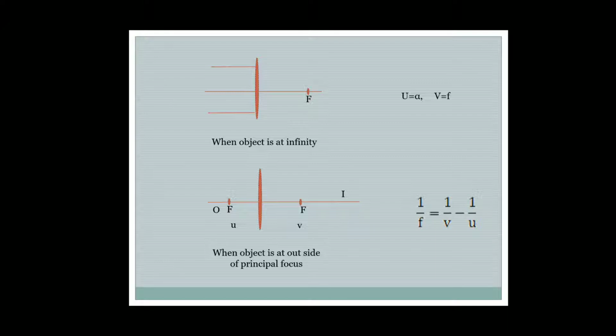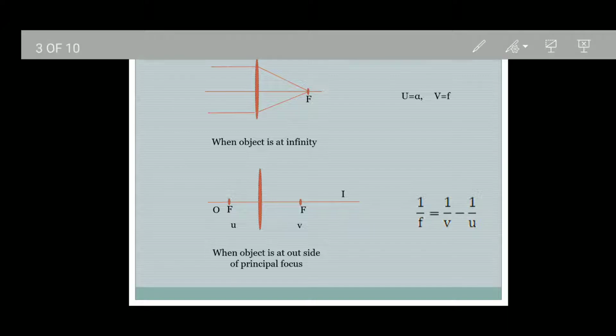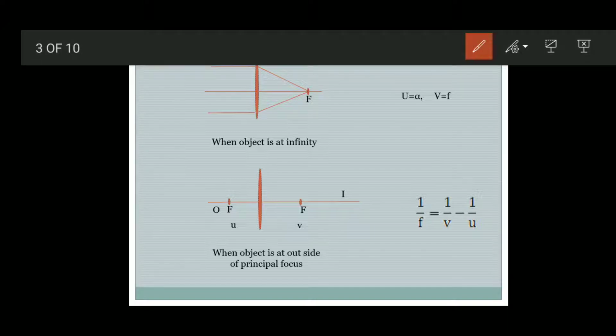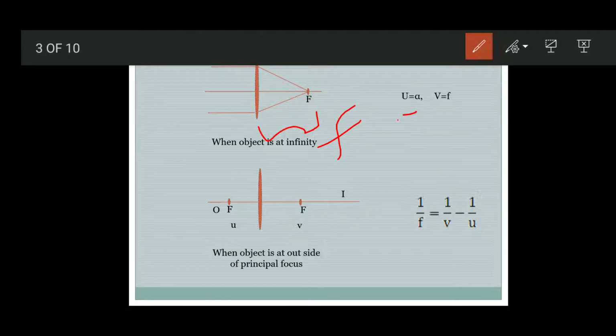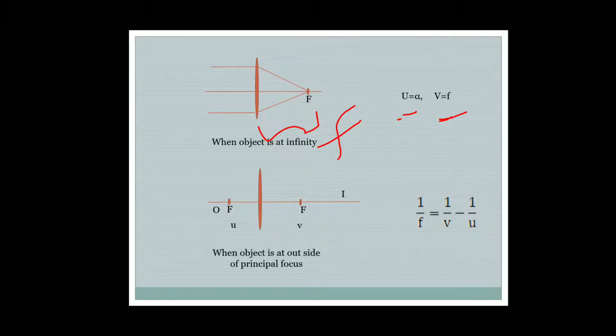When the object is at infinity, the image formed by the lens is at the principal focus. The distance between the principal focus and the center of the lens is called the focal length, small f. So here we see that when u is equal to infinity, v is equal to f. u is nothing but the object distance, that is infinite distance, and the image distance v is equal to the focal length f.